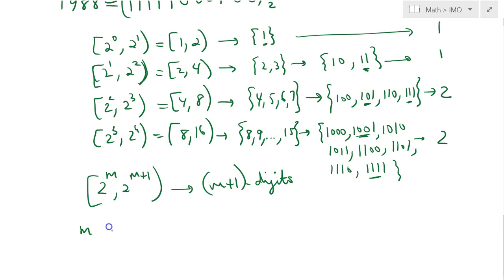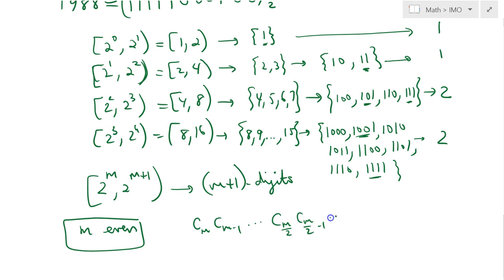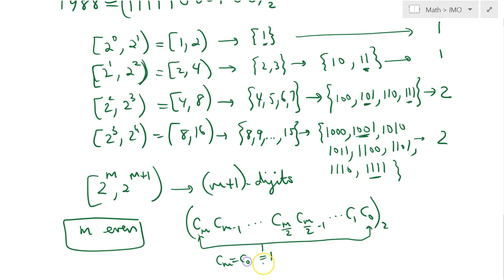easily count. So for instance, if m is even, in the first case, then our number will become like c sub m, c sub m minus 1, all the way to c sub m over 2, because m is even, c sub m over 2 minus 1, all the way to c sub 1, c sub 0 in binary. Now to make this a palindrome, c sub m must be equal to c sub 0, but recall that c sub m was equal to 1, so there is no choice for that one. So c sub m is equal to c sub 0 equal to 1.